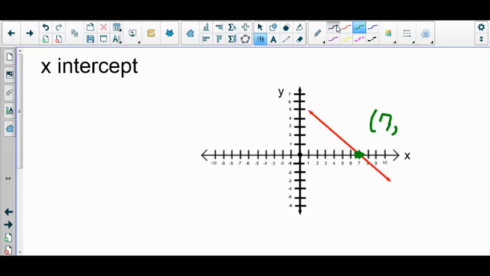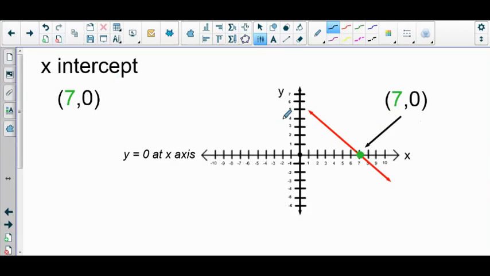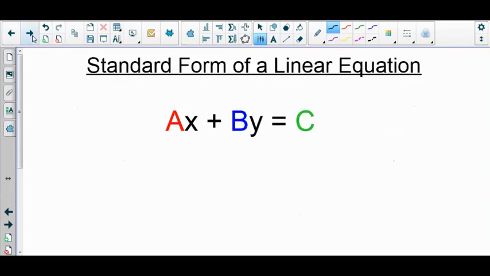And what is the y? Well, what does y equal at the x-axis? Y equals 0 at the x-axis. Y equals 0 all the way along here. Okay, so it would be 7, 0. And there are the coordinates of the x-intercept. Okay, there it all is, nice and neat for you. 7, 0. Okay, so let's look at how we're going to see this on IXL.